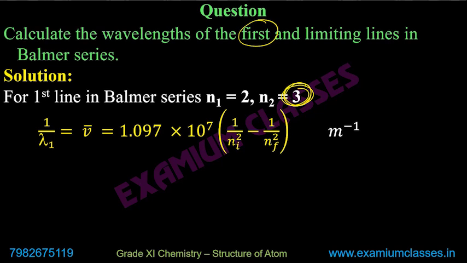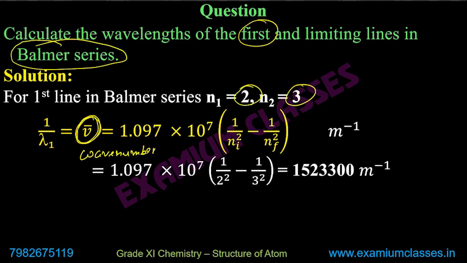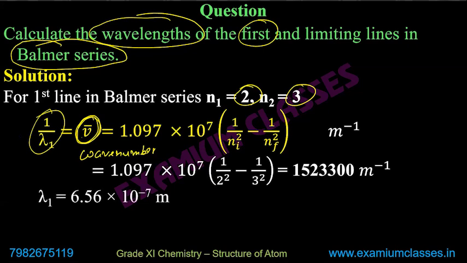So substitute these values in the formula for wave number and get the wave number. But wave number is not required. Wavelength is asked. So 1 by lambda is nu bar. From that, you will calculate the wavelength.